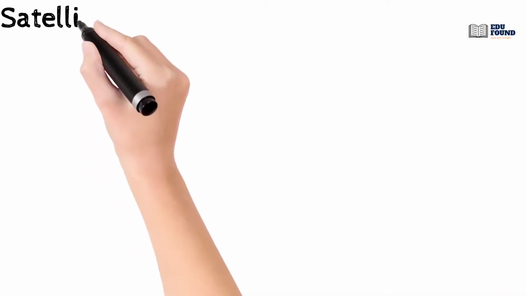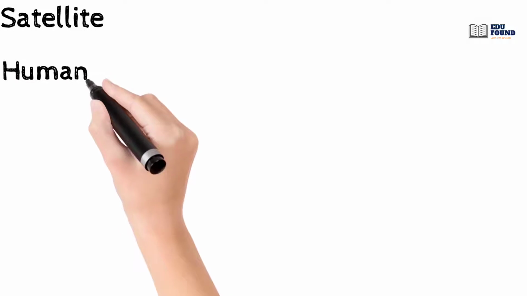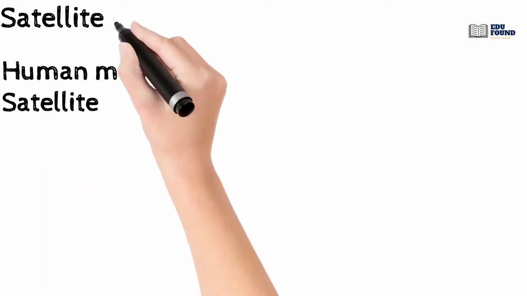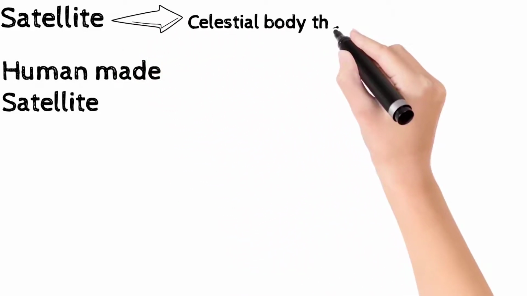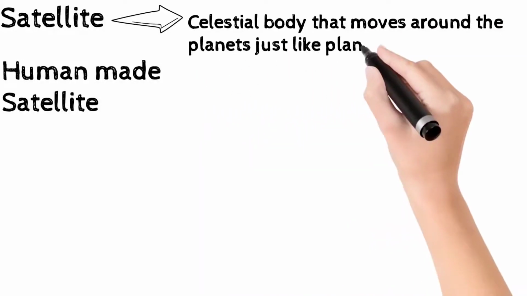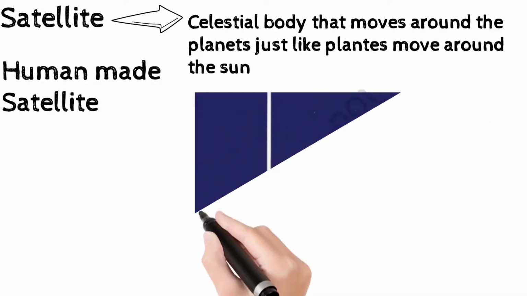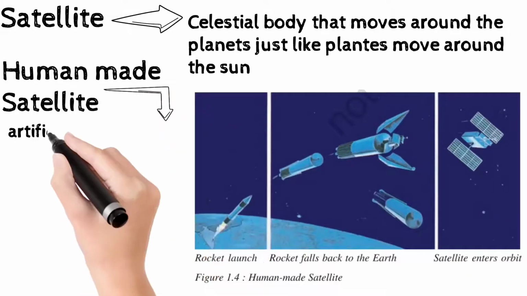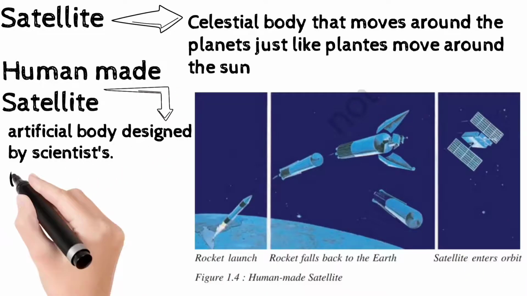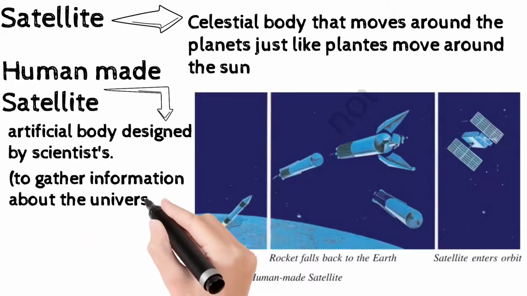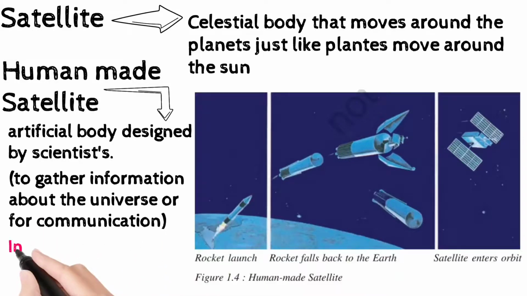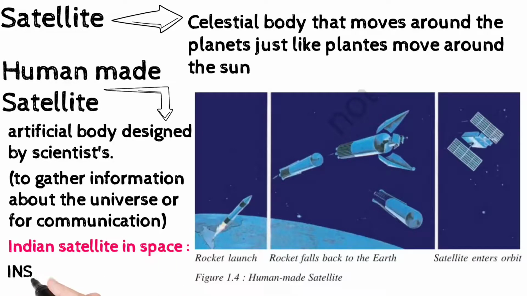Next, satellite. Let's discuss satellites and human-made satellites. Satellites are celestial bodies that move around the planets just like planets move around the sun. But human-made satellites are artificial bodies designed by scientists. Here in this diagram, it is shown how man-made satellites are sent to Earth orbit through rocket launch to gather information about the universe or for communication. And some examples of Indian space satellites are given here.